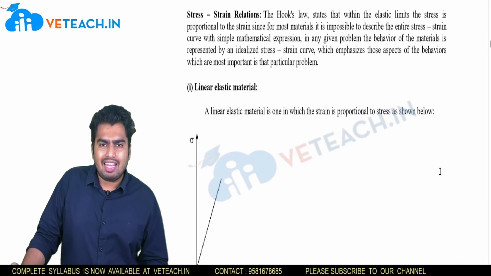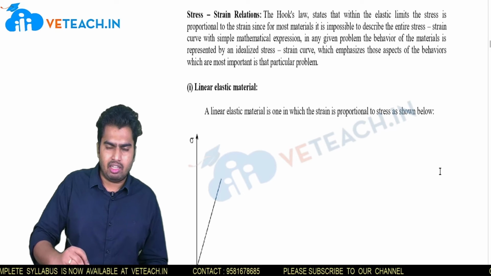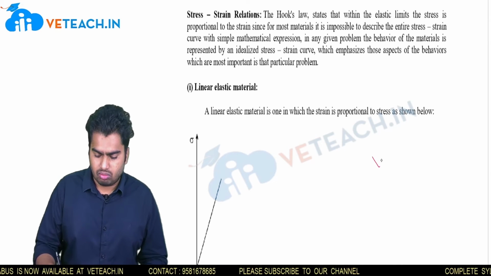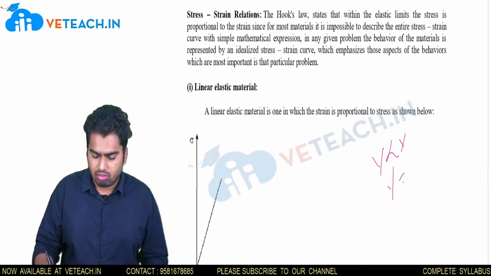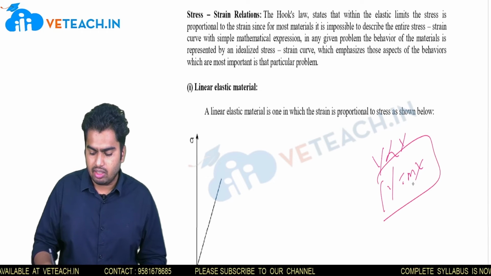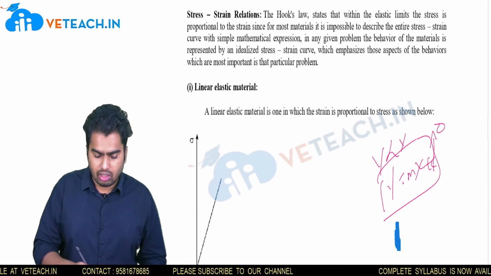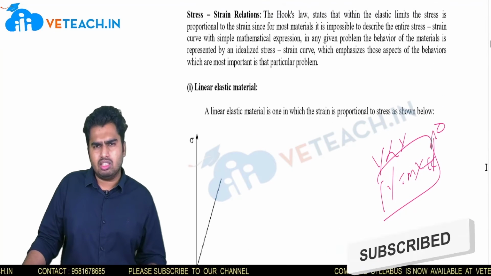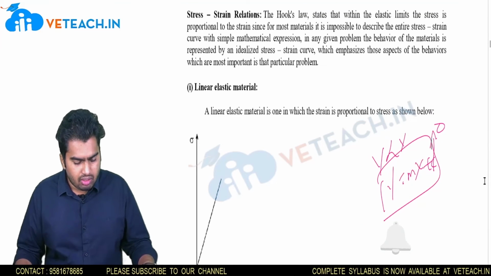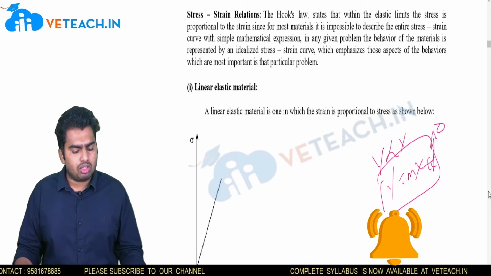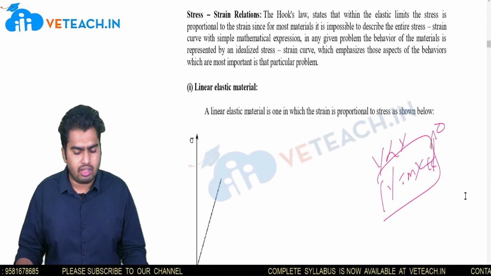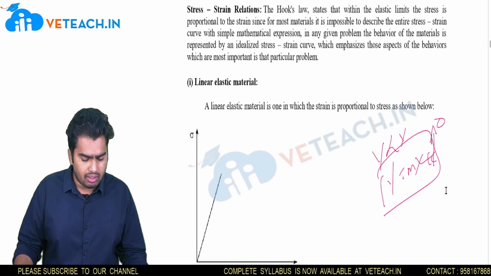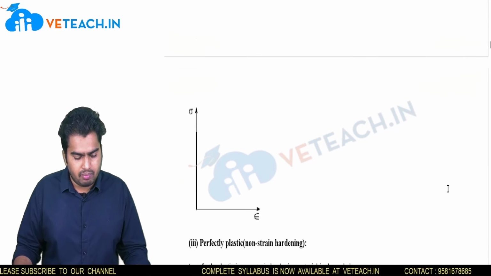For a linearly elastic material, it will be a straight line. Why? Because it will follow Hooke's law. So y proportional to x, y equal to mx, you will get a straight line, and c is 0, so the line will pass through the origin. So this graph is for linearly elastic. This is generally asked in objective questions, and you might also be asked to draw stress strain diagrams for different materials. So this is the linear stress strain diagram for elastic material, and this is for rigid material.